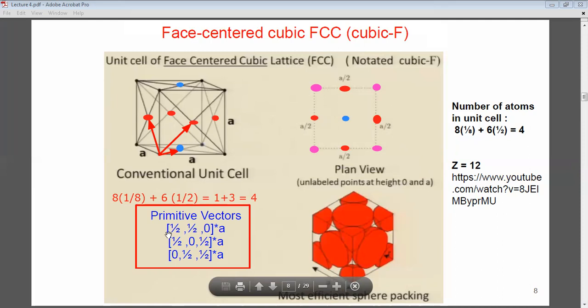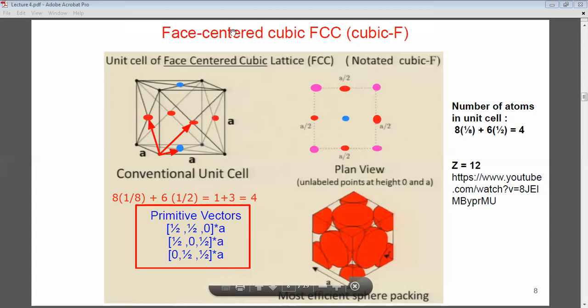This is half, half, 0. What is half, half, 0? I go half, then half, and then I stop. So this is this one. And then half, 0, half. Then I don't move it inward, but then I go upward. So this one over here is half, 0, half. And then there is 0, half, and then half. So this one is 0, half, and half.